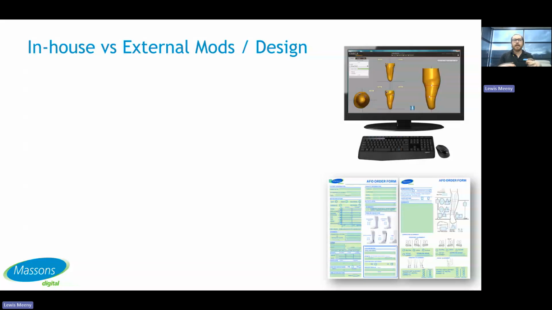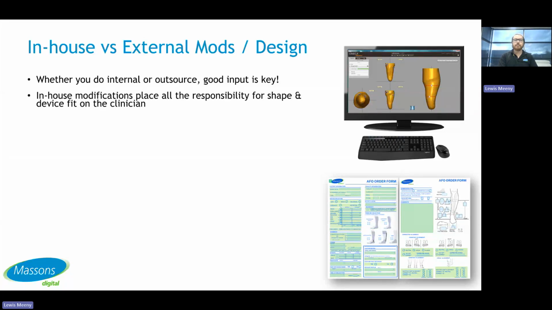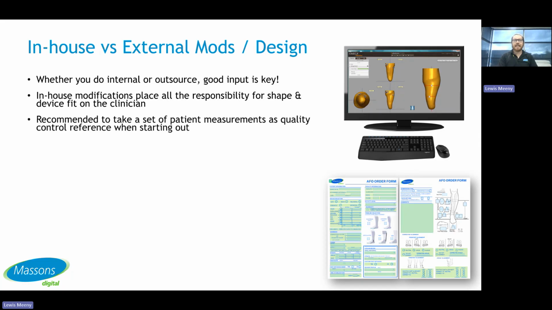Speaking of, when we're talking about doing modifications in-house or externally, regardless of what you do, that good input is key. If you're working on this in-house, it puts all the responsibility for shape and device fit on the clinician, so very standard to what you'd be used to working in plaster. That being said, I'd always recommend taking a set of patient measurements for quality control. There are clinicians out there who can take a plaster cast, fill it, and modify without so much as picking up a tape measure, and that can be done in CAD/CAM as well.